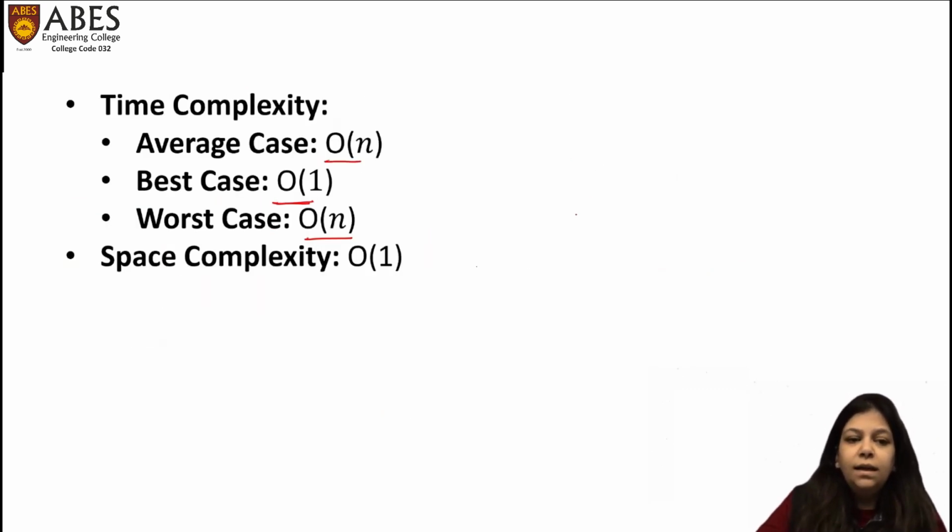So here we can see that the average and the worst case complexities become O(n), and the best case complexity is O(1). While the space complexity of this algorithm is O(1).